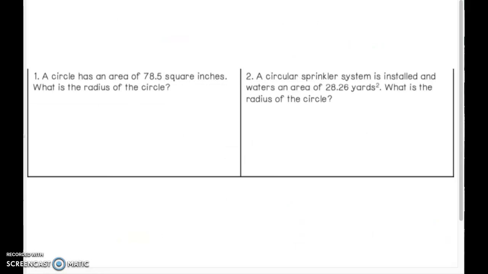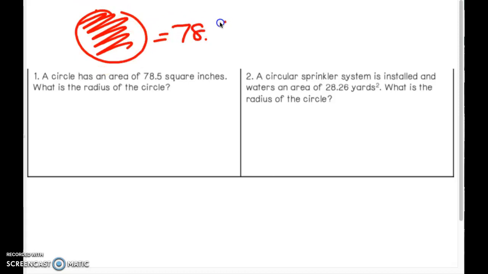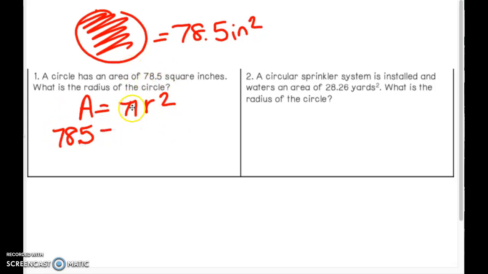All right, now we have a couple of questions that we don't have the pictures. So a circle has an area, okay, so that means the area is equal to 78.5 square inches. If you need to draw the pictures, what is the radius? All right, so we're going to use the same formula, but this time, 78.5 goes over here, 78.5 equals, we know pi is 3.14. What we don't know is what the radius is.